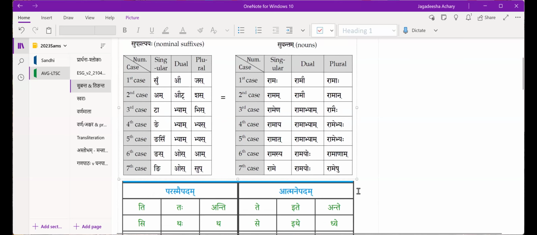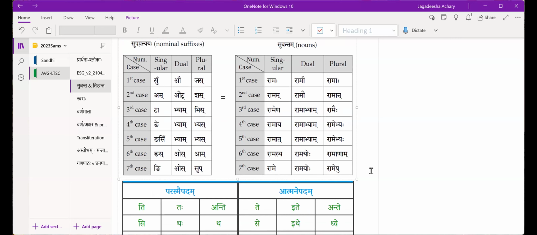Jagadish, what was the second shabda you said? Phalam, phala. It means fruit or result. The phala shabda is napumsakalinga, so in the Prathama Vibhakti it is phalam, phale, phalani.